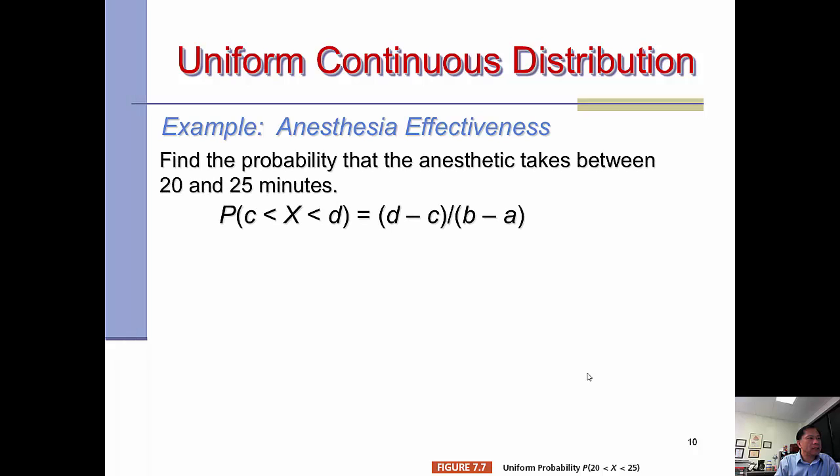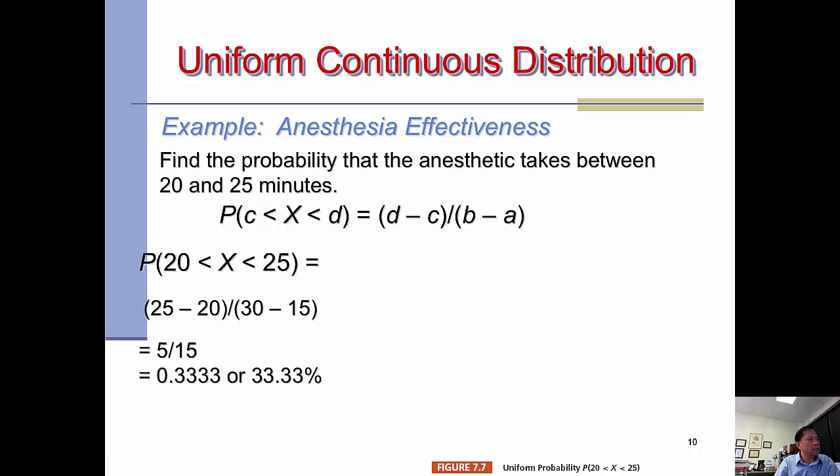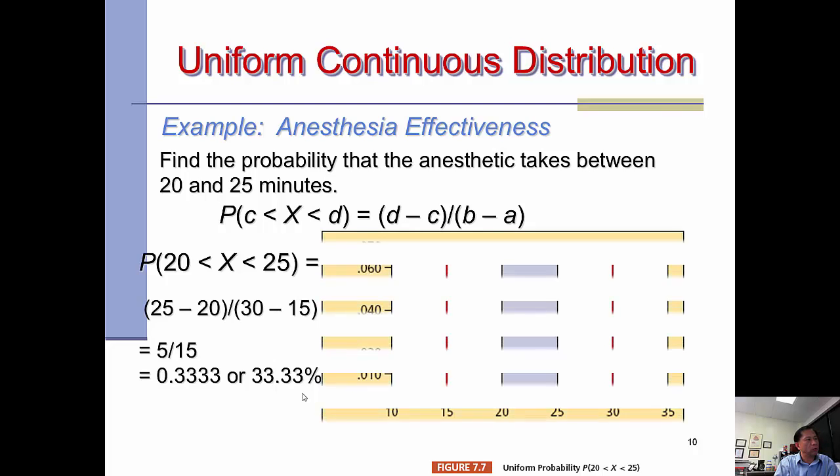Then, what is the probability that the anesthetic takes between 20 and 25 minutes? That is to find the probability of X between C and D, C and D being 20 and 25. And that is actually D minus C over B minus A. Okay? D minus C is 25 minus 20, B minus A is 30 minus 15, so 5 over 15 is 0.33 or 33%. In other words, 1/3 of people will be numbed down between 20 and 25 minutes.